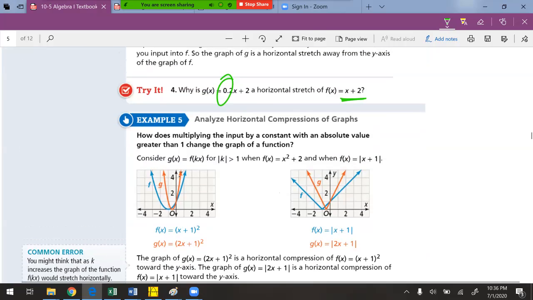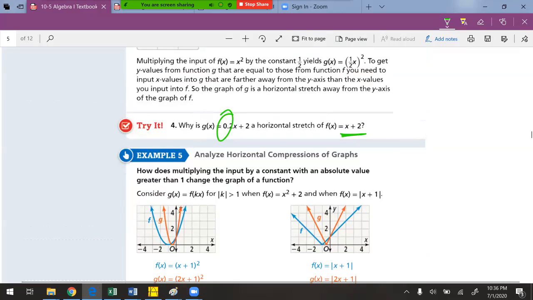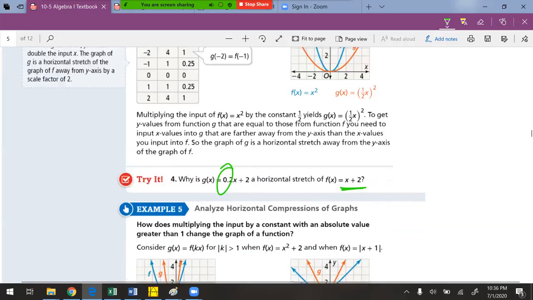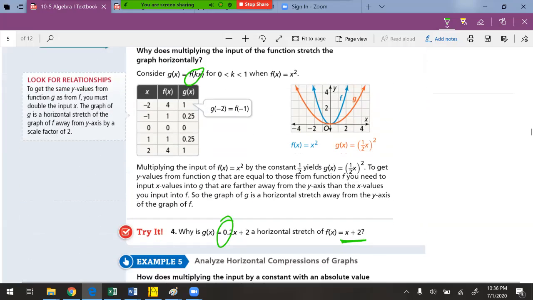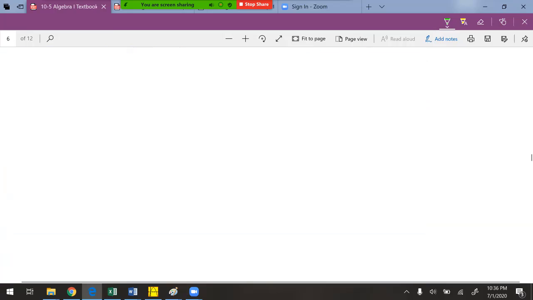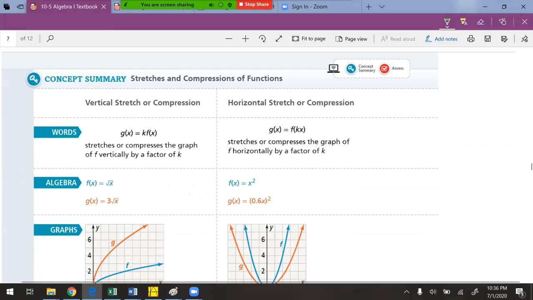Horizontal compressions, like we talked about, k has got to be greater, the number inside's got to be greater than 1. So let's do a horizontal compression. I don't know, like cubic root of 8x, for example, and then 4x squared. Boom, just like that. That's simple. This is, again, when it's bigger than 1. For this one right here, it's got to be between 0 and 1 for the horizontal compression and stretch. There you go. It's simple.